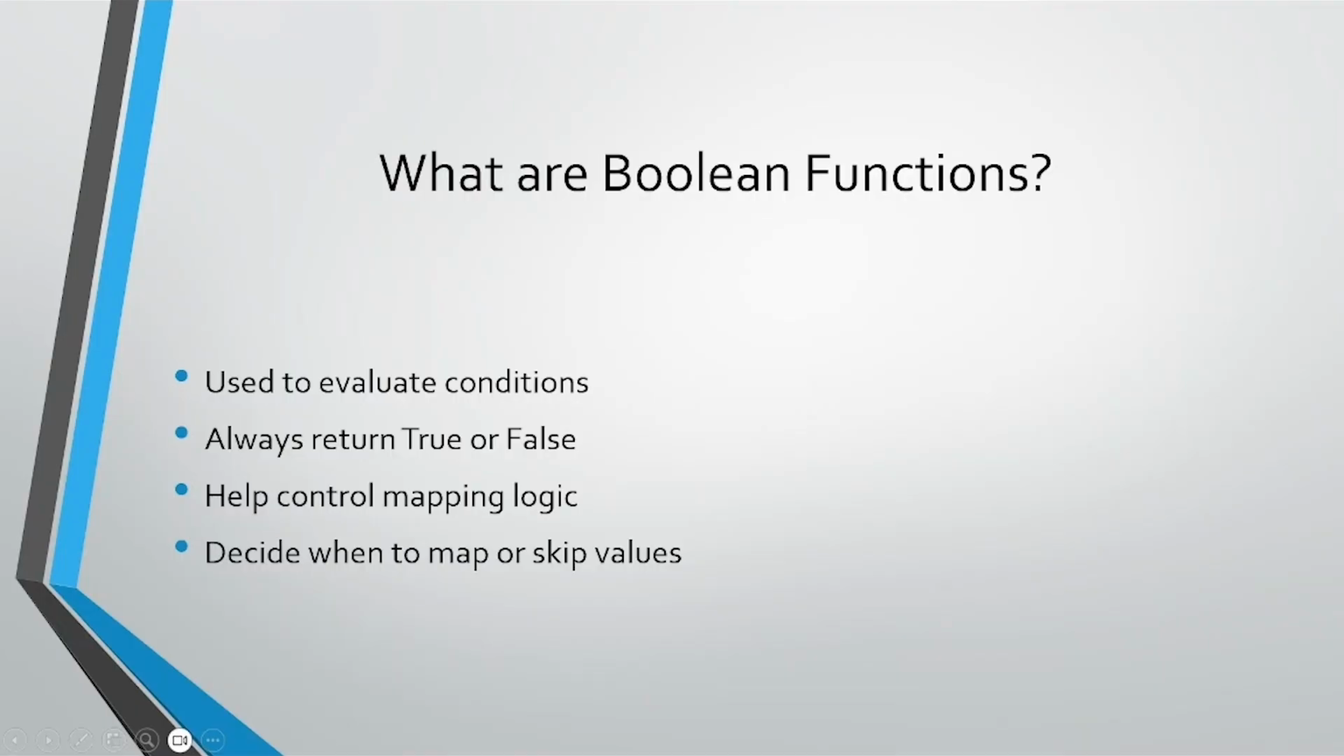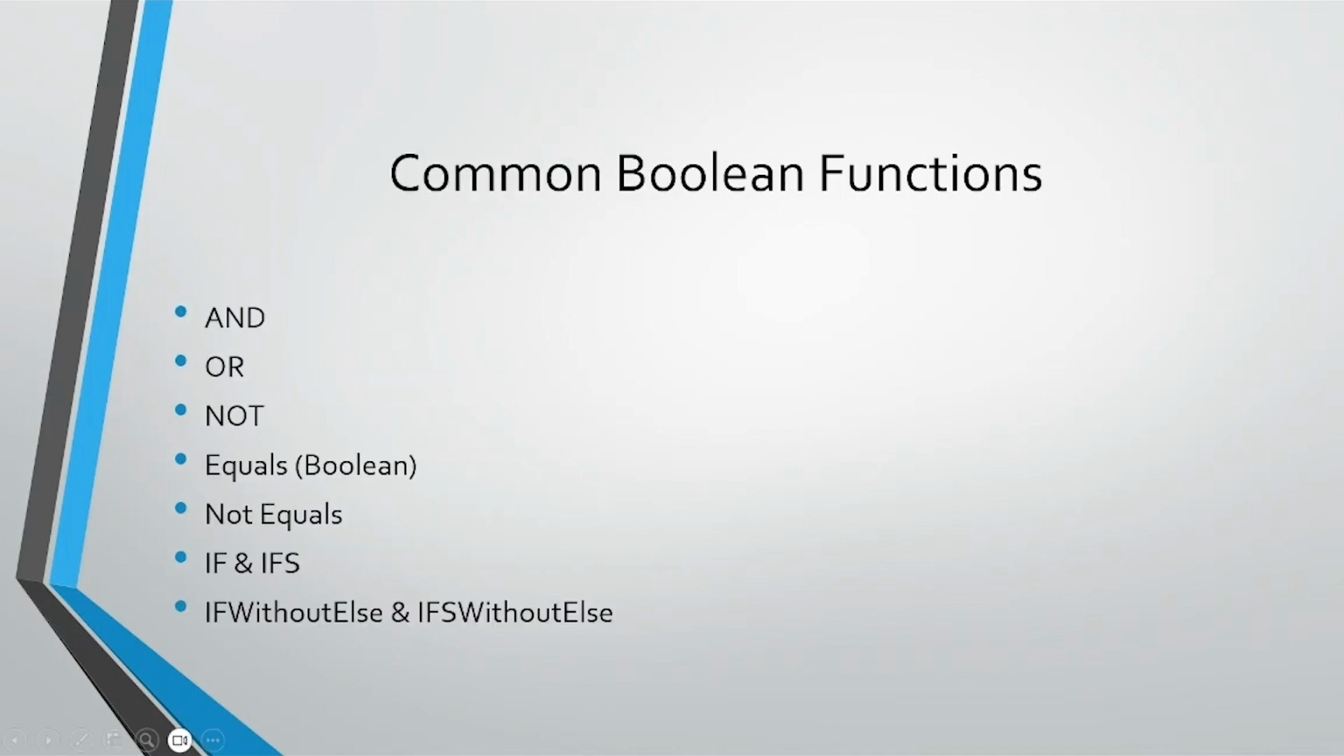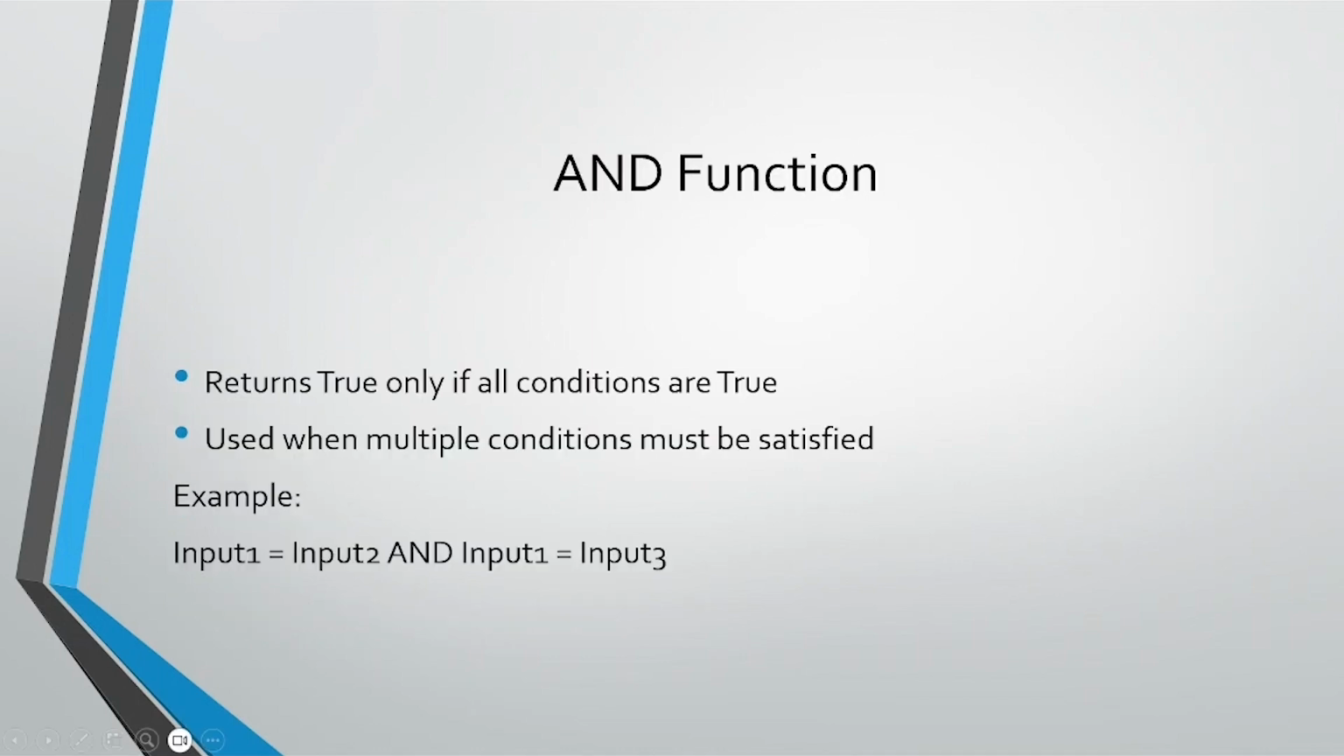So, what are Boolean functions? Boolean functions are used to evaluate conditions inside message mapping. They return either true or false and help control how data should be mapped. These are some common Boolean functions used in message mapping. First one is the AND function. The AND function returns true only when all conditions are true. If even one condition is false, the final result becomes false.